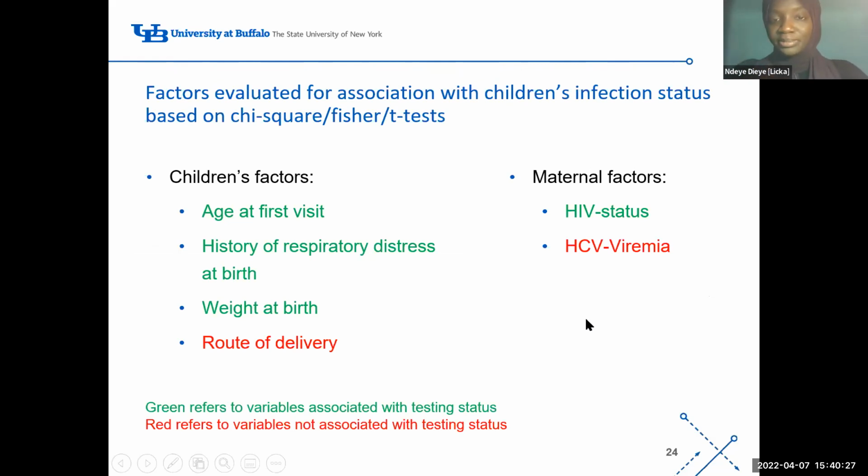We did the same process, but here for the infection status of the children. So we evaluated some factors to test if they were associated with the infection status based on chi-square, Fisher, or t-test. So the variables in green were associated with the infection status. Variables like age at first visit, history of respiratory distress at birth, weight at birth, or HIV status of the mother. And variables like route of delivery or HCV viremia were not associated with the infection status of the children.